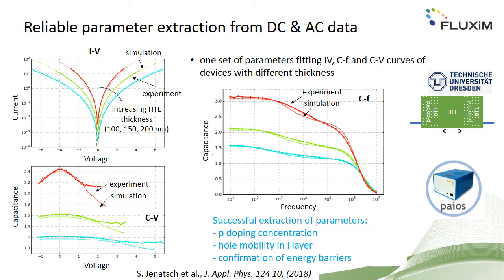So this is a PIP device, a simple hole-only device, where we see that the thinner the device, the more current is flowing through, and there's also a clear tendency in the capacitance-voltage curve, as well as the capacitance-frequency data. And the idea here was that we wanted to adjust the model parameters to the whole set of data: JV, CV, and CF. And this is indeed possible, and we get a very nice agreement, and from this agreement we can extract the p-doping concentration, the hole mobility in the intrinsic layer, and the confirmation of the energy barriers.